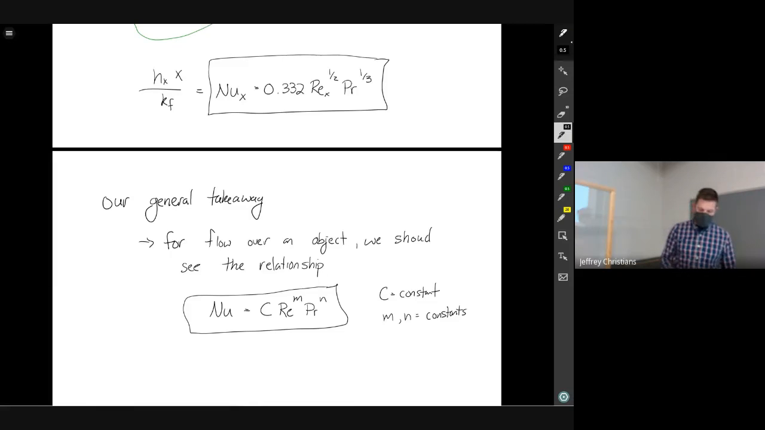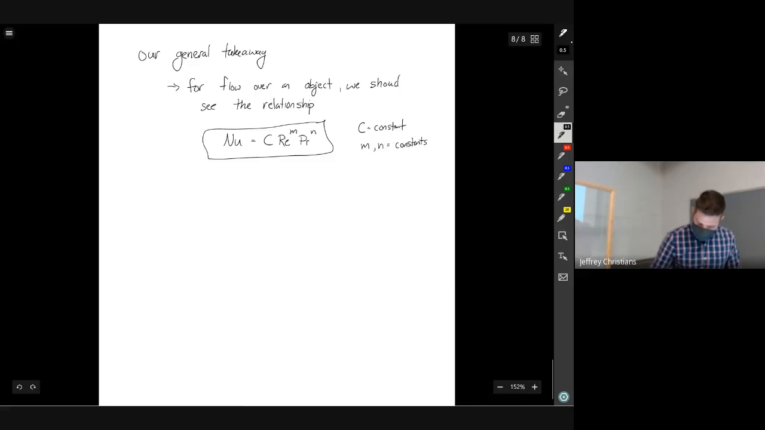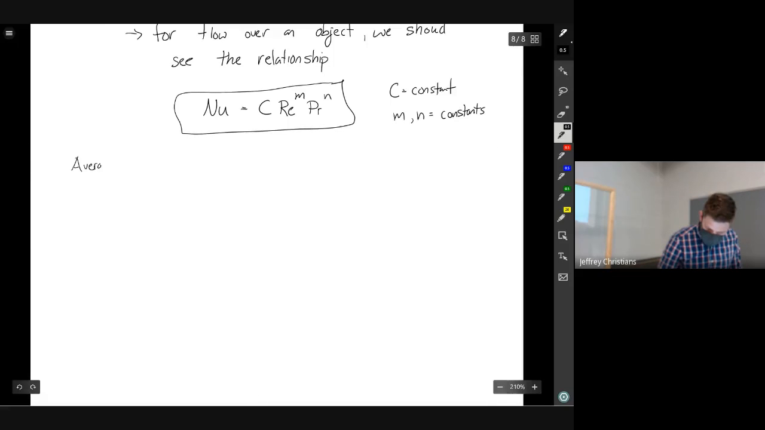We're not quite there yet. This is the value at x, so that is the value at that location along the plate. We typically care about the average value over the whole plate. So if we want to find the average value, the average convection coefficient is going to be 1 over the position times the integral from 0 to x of h dx.